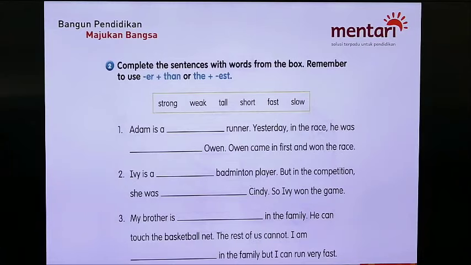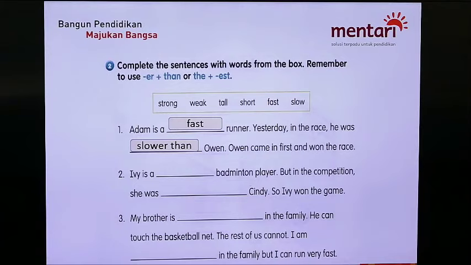For number 1, Adam is a fast runner. Yesterday, in the race, he was slower than Owen. Owen came in first and won the race. Adam is a fast runner, but he was slower than Owen, because Owen is the winner. So Adam is in the second place. It means he is slower than Owen. Are you clear? Check your answer, please.